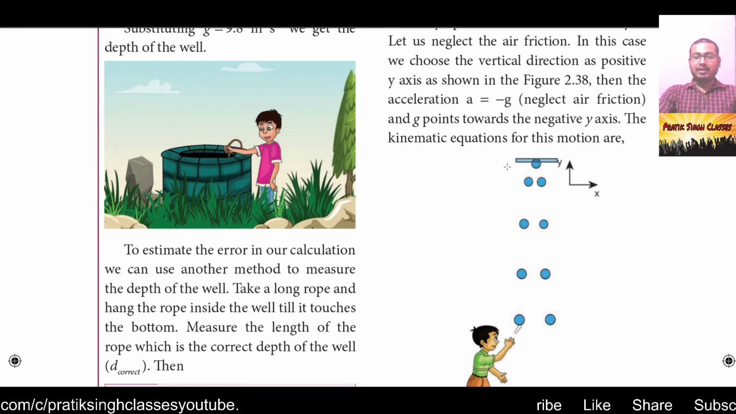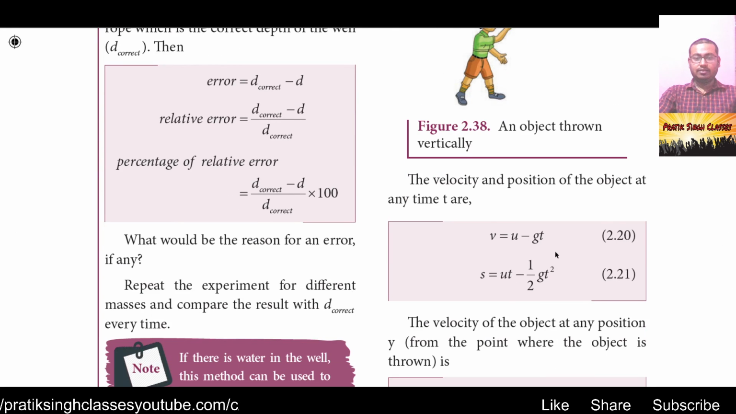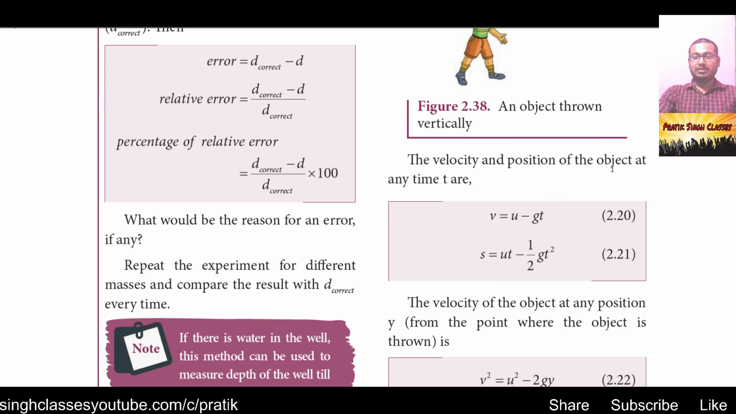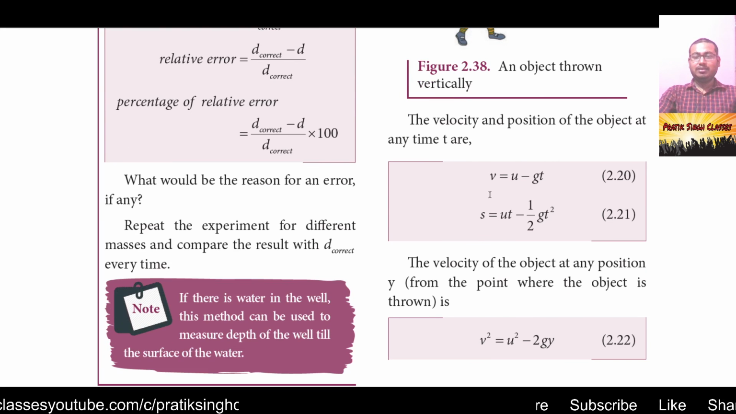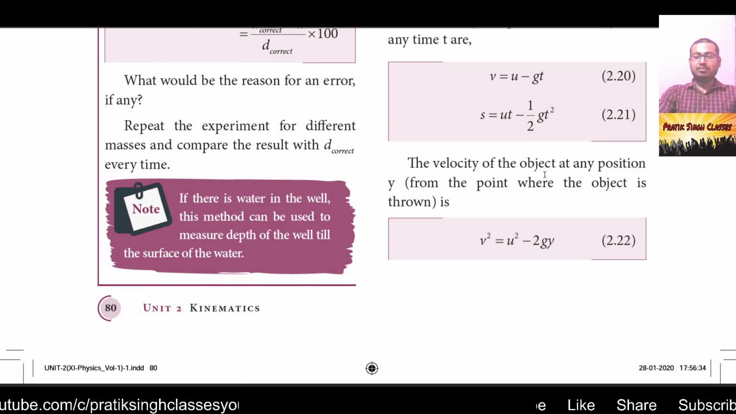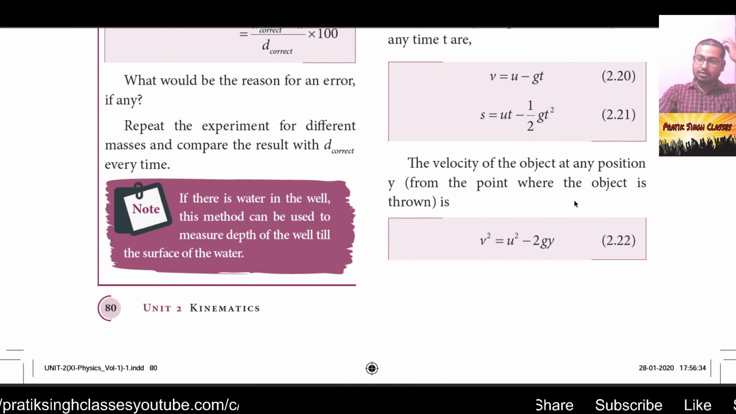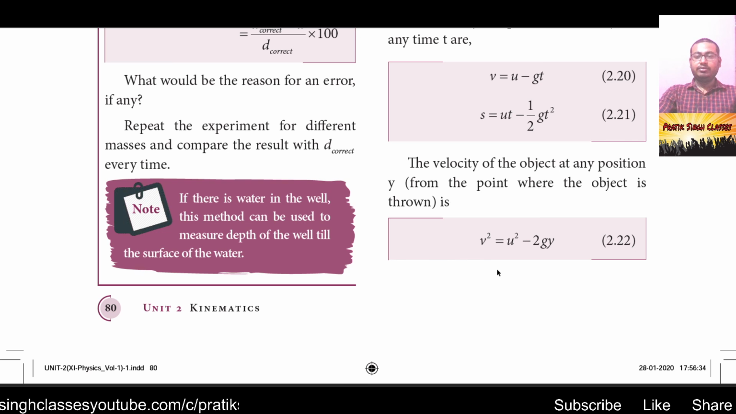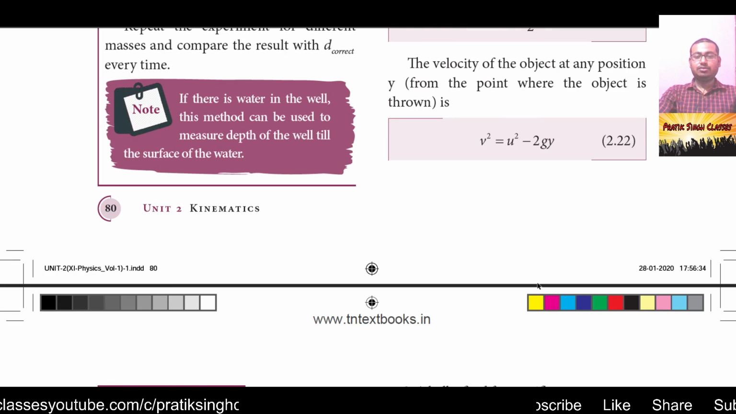The kinematic equations for the motion are given here. The velocity and position of the object at any time t are given by v is equal to u minus gt and s is equal to ut minus half gt square. Here the negative sign is taken because the object is moving in the upward direction and the acceleration is downward. The velocity of the object at any position y from the point where the object is thrown is given by v square is equal to u square minus 2gy.